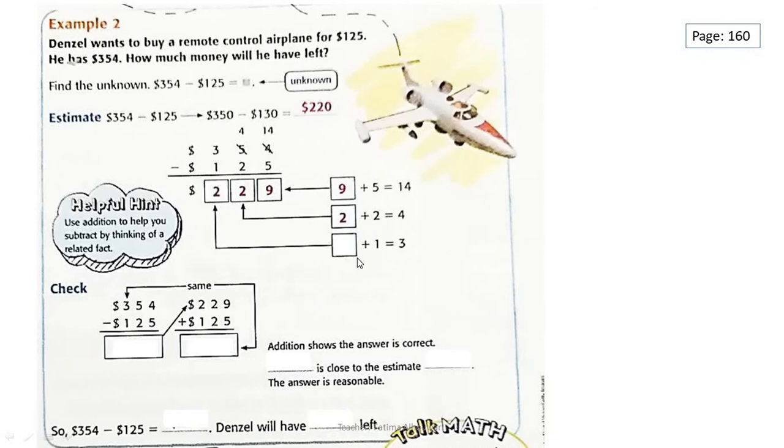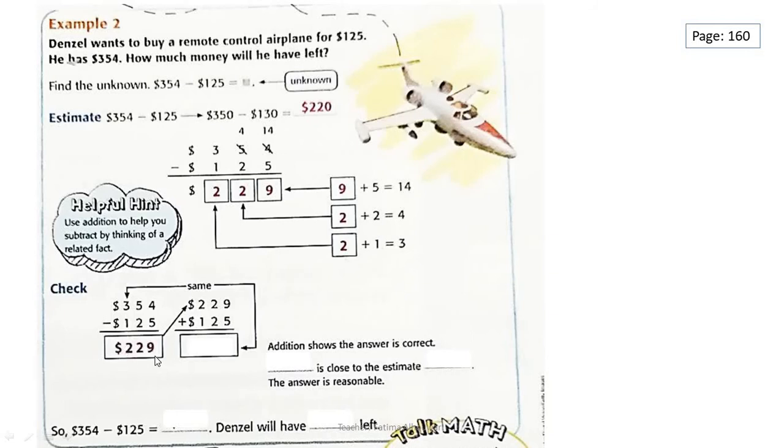The same for these ones. We can ask ourselves, what plus 2 equals 4? It's 2. And what plus 1 equals 3? It's 2 also. Now to check if our answer is correct or not, we can use addition again.